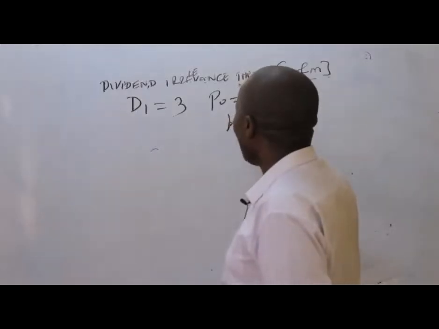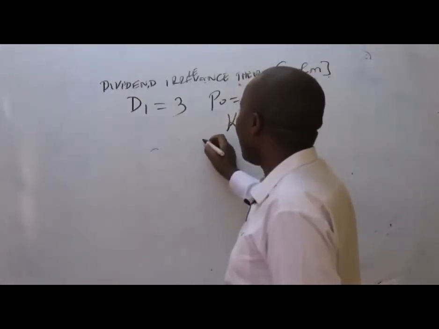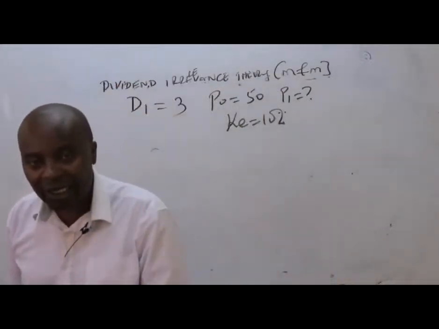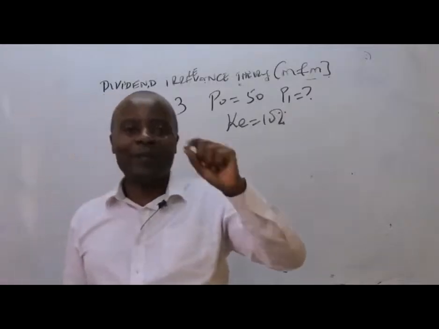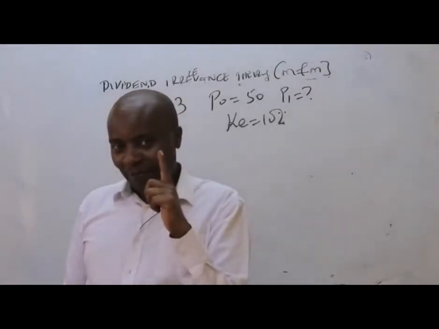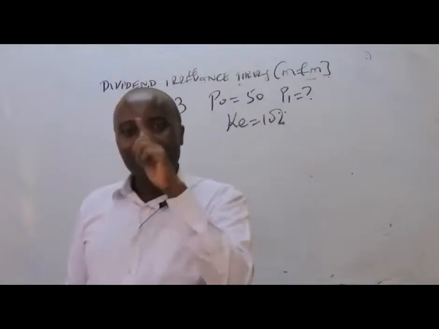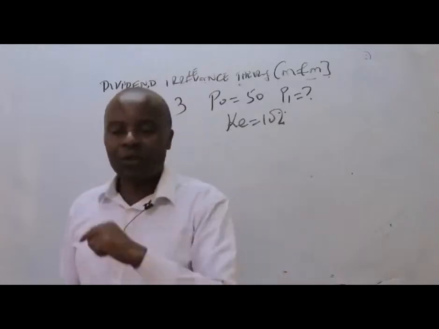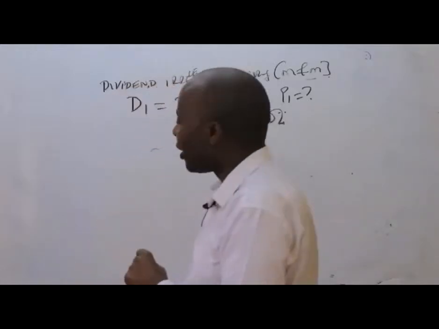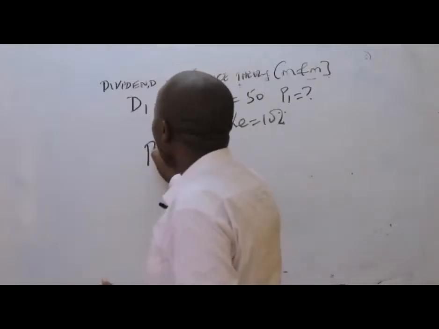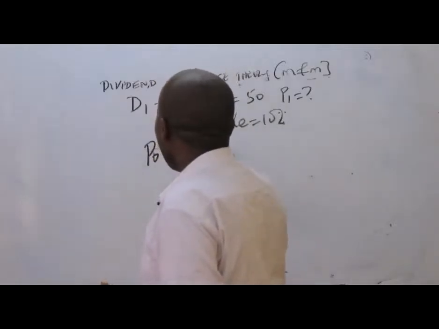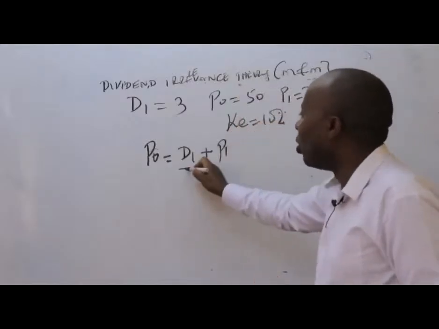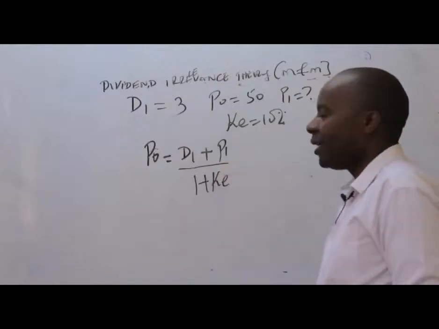And then we know cost of equity is 10%, and they would want us to give them P1. I may forget many other things, but I will not forget the formula of P0. I know that there are 2 formulas of P0. The one of D0 into something, but this is a special one. Dividend irrelevance: P0 equals D1 plus P1 all over 1 plus KE.